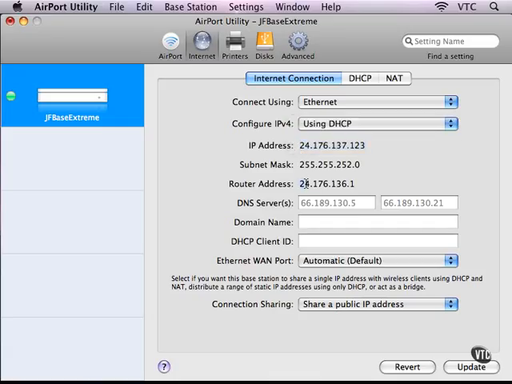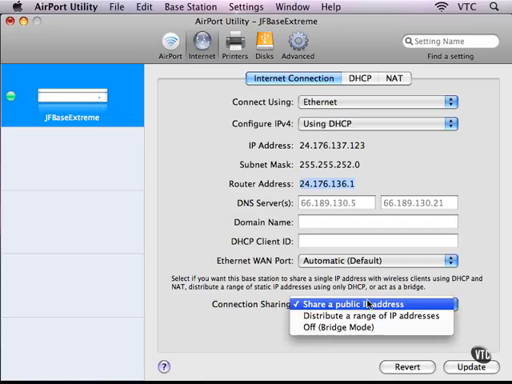Now, the router address that you see here is the router that the cable modem is using. So both of these that start with 24, in my case at this time, are addresses of the router at the internet service provider and the cable modem that is communicating with this router. Now, I have to come in and determine how I'm going to assign, or have the base station assign, IP addresses to the computers on the network.